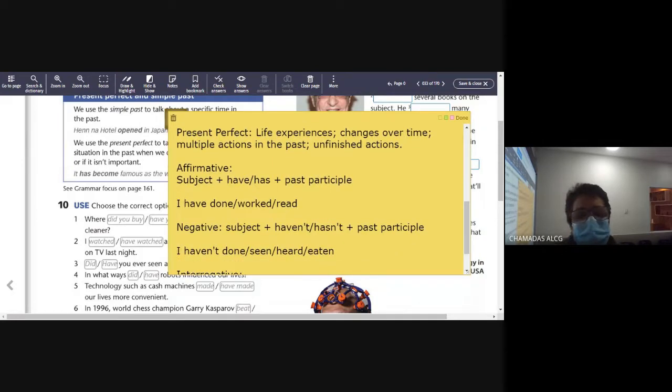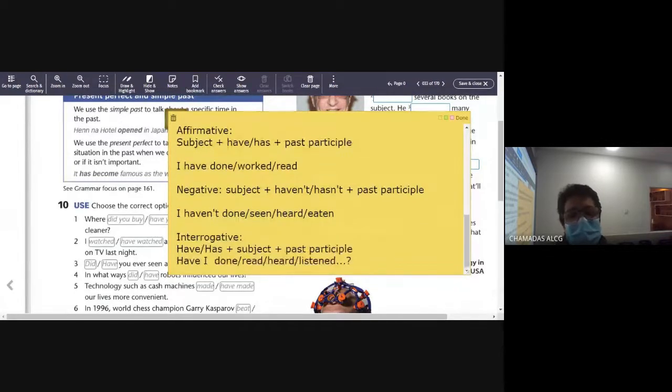So how do we form the present perfect affirmative? Subject plus have or has plus past participle. Example, I have done, I have worked, I have read, and so on. Negative, we use the subject plus haven't or hasn't plus past participle. Example, I haven't done, I haven't seen, I haven't heard, I haven't eaten.